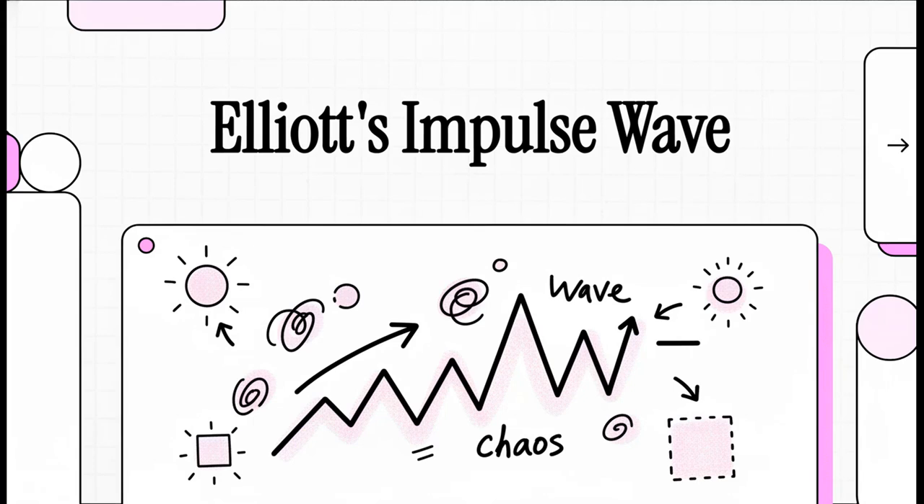Have you ever looked at the stock market, all those squiggly lines going up and down, and just thought, is there any pattern to this madness? Well, today we're going to dig into a really cool theory that says, yeah, there is. Let's get right into it.